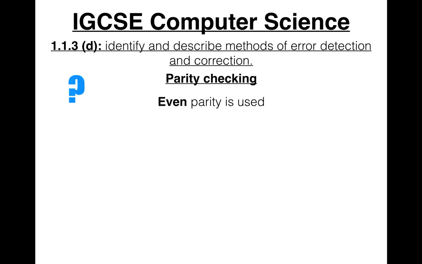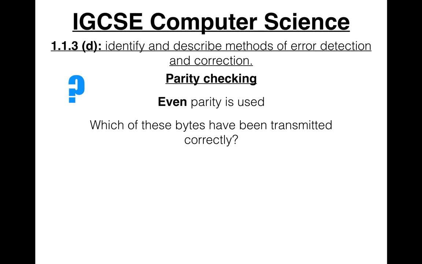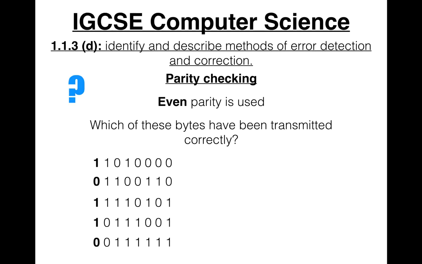So, the question in the exam might say even parity is used. You'll always know what parity is being used, otherwise how can you do the question? Which of these bytes have been transmitted correctly? So, let's count the number of 1 bits here, and remember that even parity is being used. So 1, 2, 3. That's 3, so it must be incorrect. 1, 2, 3, 4. So that must be correct.